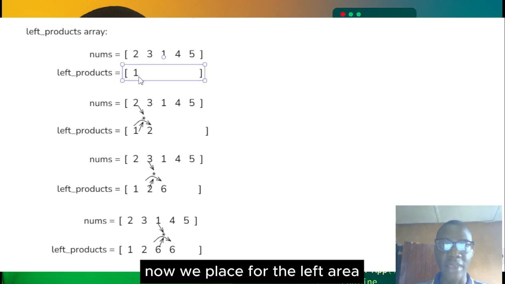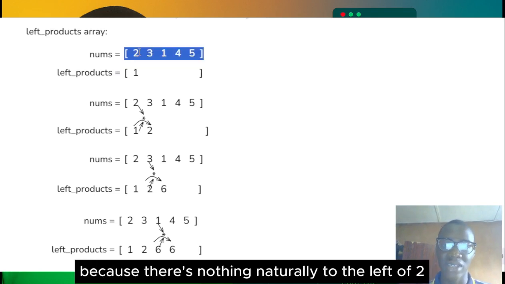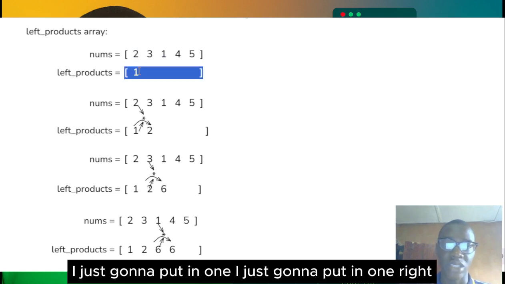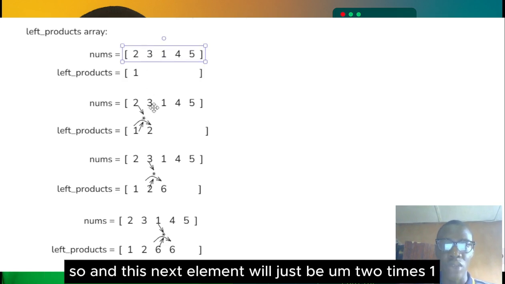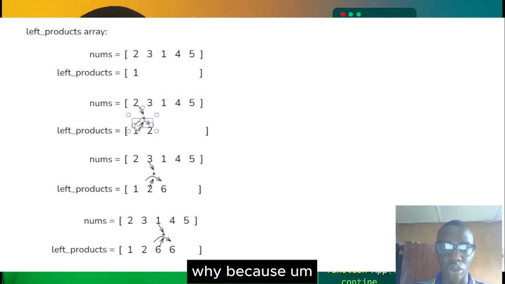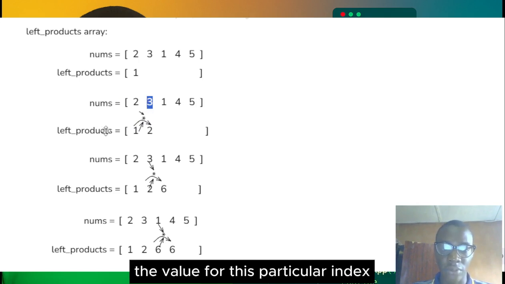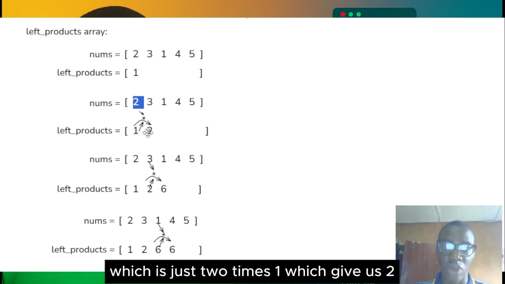Look now, for the left array, the leftmost is gonna be 1 by default. Why? Because there's nothing actually to the left of 2. So if we want to find the product of every element to the left of 2, we're just gonna put in 1, right? And then we're gonna move on to the next element. This next element will just be 2 times 1. Why? Because the value for this particular index, I mean for 3, will just be the product of all elements to the left of 3, which is just 2 times 1, which gives us 2.